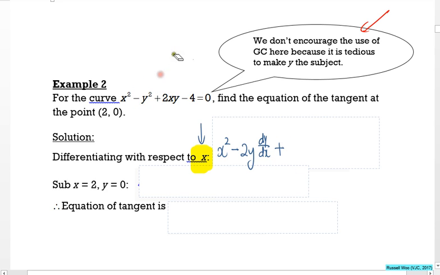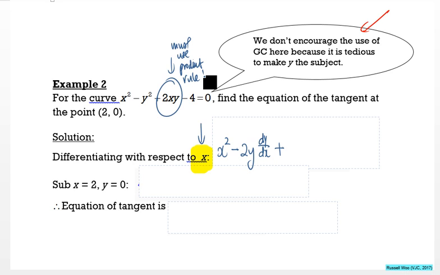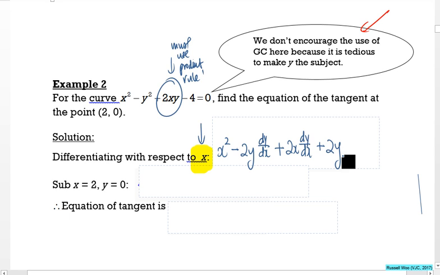Now, this one, you must use product rule, right? 2xy, you must use product rule to differentiate. Yes? So, you keep 2x, you differentiate y, you get dy dx. You differentiate 2x, you get 2. You keep y, you get 2y. Differentiate 4, you get 0. Differentiate 0, you get 0. You get this. This is an important line. This one we must recap what we learned in chapter 8. Is that right?